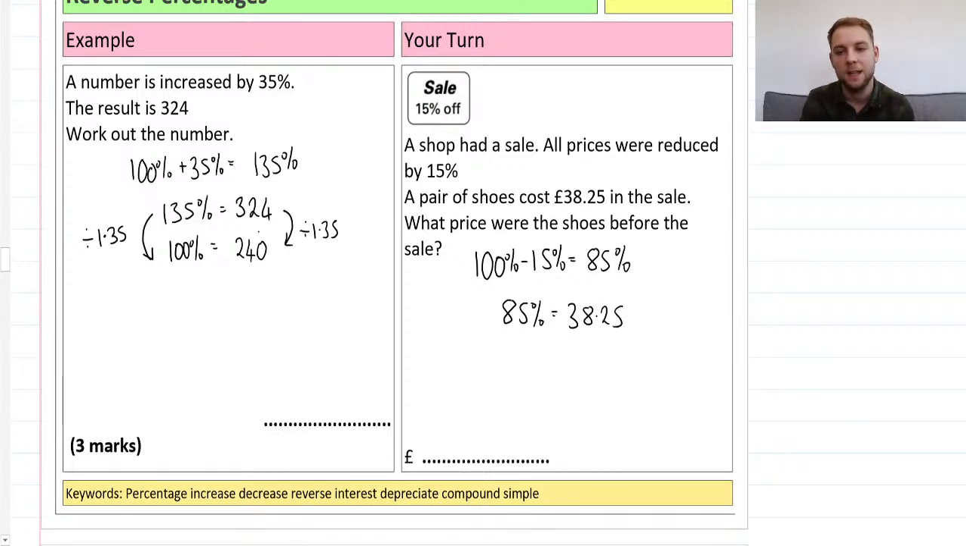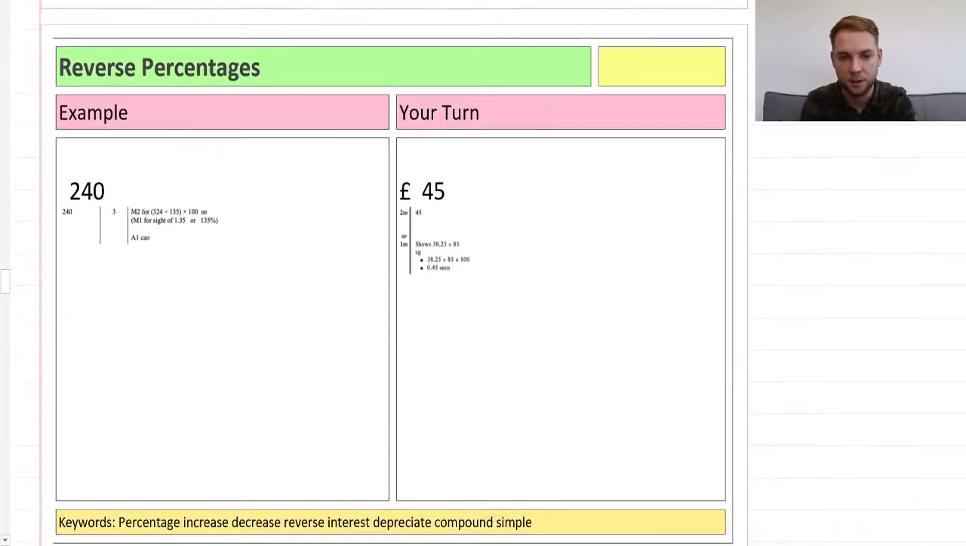£38.25. Now, if I want to find out my original amount, the easiest way to do this, if I've got a calculator, is to divide by my multiplier, because I know if I divide any percentage by my multiplier, it takes me back to 100%. So 100% is equal to 38.25 divided by 0.85, which is equal to £45. Brilliant. Very impressed with everybody at the moment.